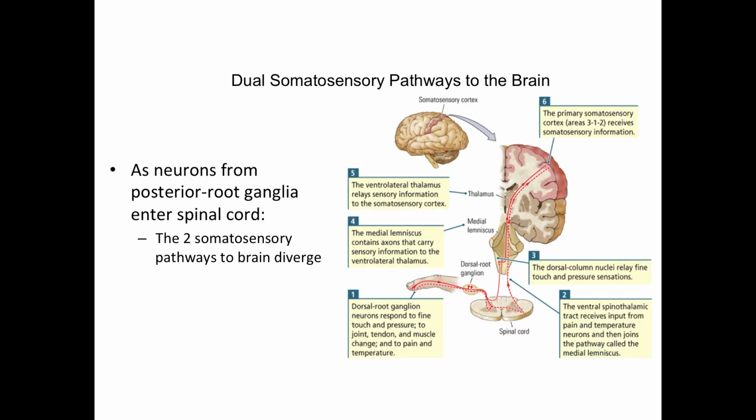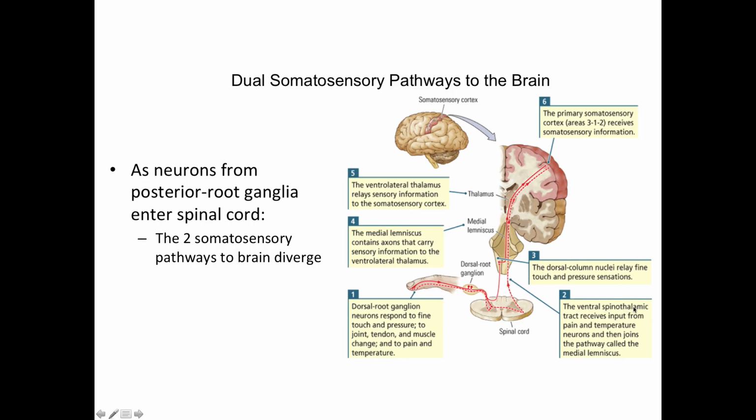Okay, so we have the two pathways for somatosensation that take different routes in the brain. So let's do a little recap and use this figure to do so. So let's start off here. Dorsal root ganglion neurons respond to fine touch and pressure, to joint, tendon, and muscle change, and to pain and temperature. Then it goes in.